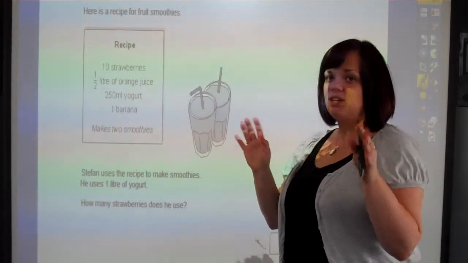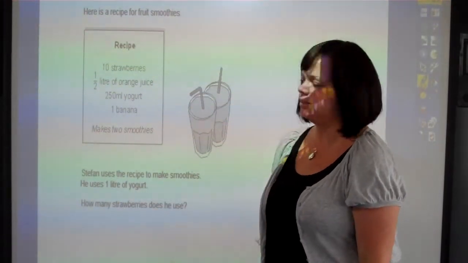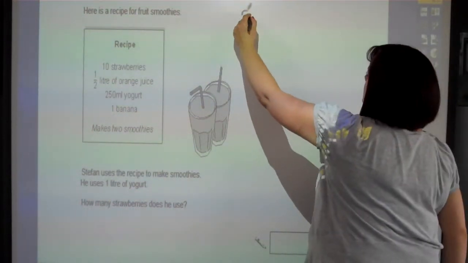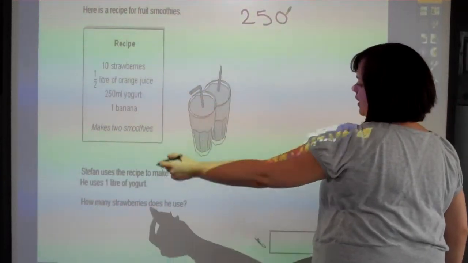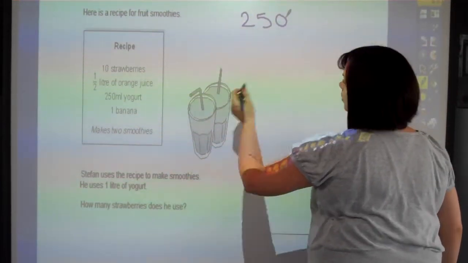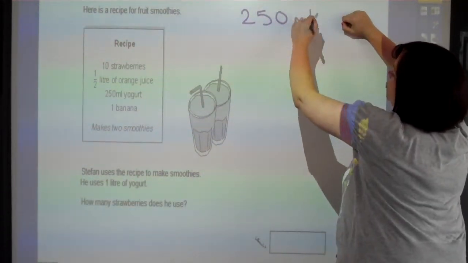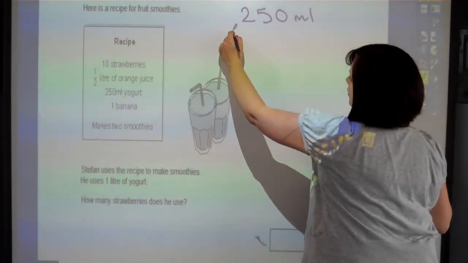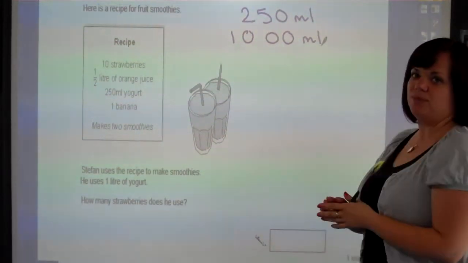So not only is this a ratio question, but we have to be good at something else. We have to be very good at our millilitres and our litres. So the original recipe uses 250 millilitres, but Stefan has used 1 litre. So what is 1 litre? This is millilitres. So what is 1 litre in millilitres? Well, I know that milli means 1,000, so he's used 1 litre or 1,000 millilitres.